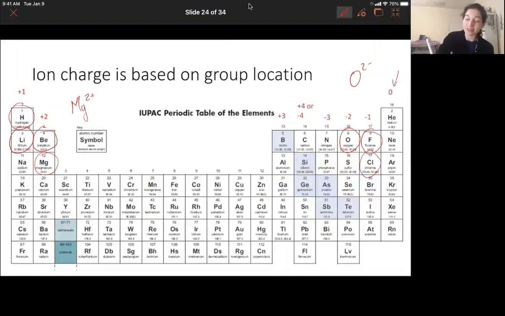These right here, you'll notice, are a 0. We're going to discuss why. I'm going to tell you why all this happens. I don't like leaving you all in the dark. They don't like to lose or gain electrons. They're quite stable.